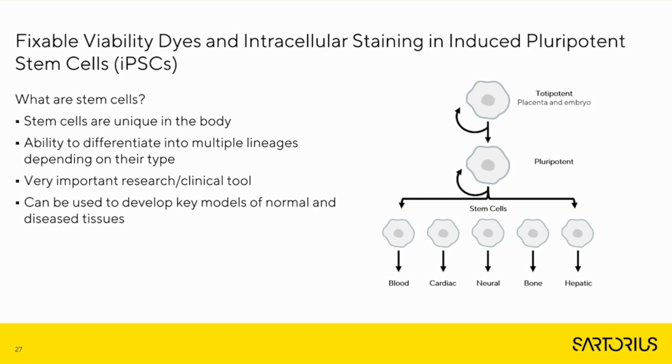So stem cells are unique within the body. They have an ability to differentiate into multiple lineages depending on their type. They're a very important research and clinical tool, and because of their ability to differentiate into multiple different lineages, they can be used to develop key models of normal and diseased tissues. So if you're able to get a hold of a diseased iPSC cell line, you can then create disease models from that by differentiating those stem cells into whichever particular tissue type you're interested in looking at.